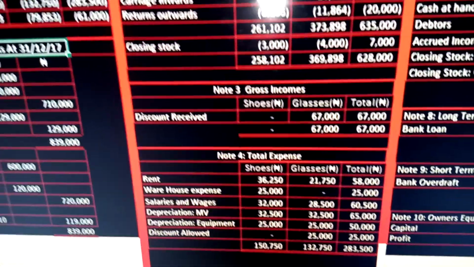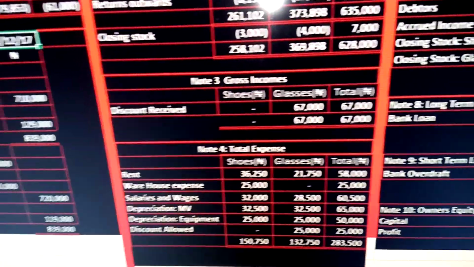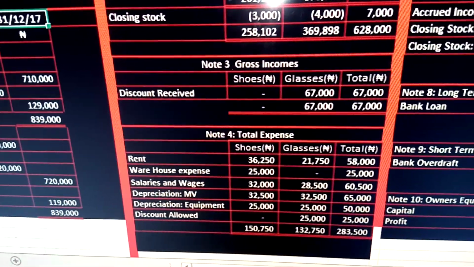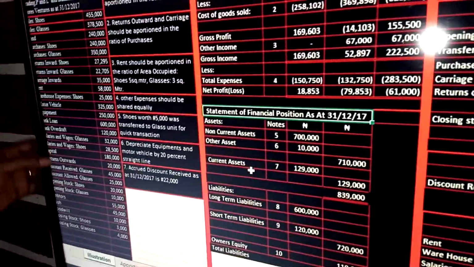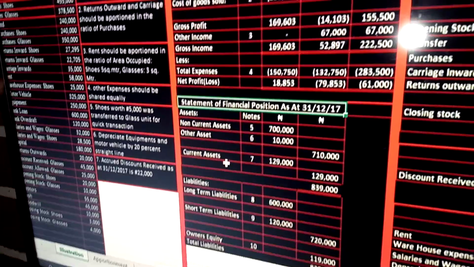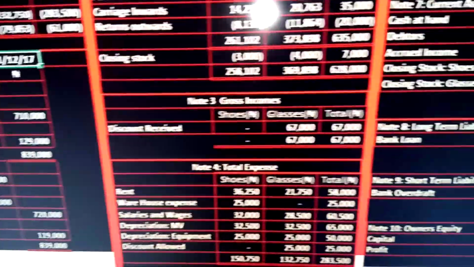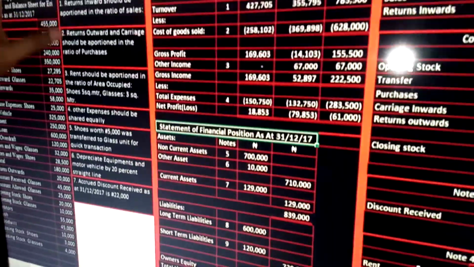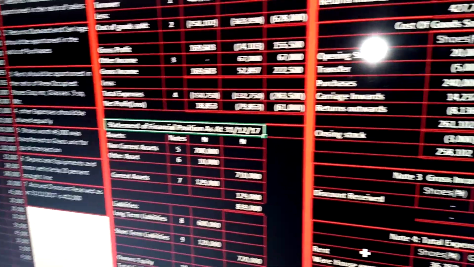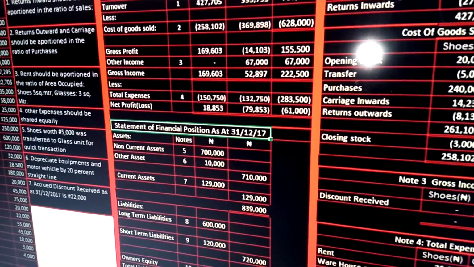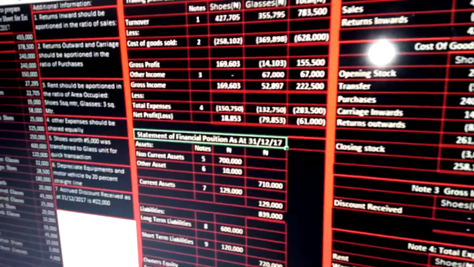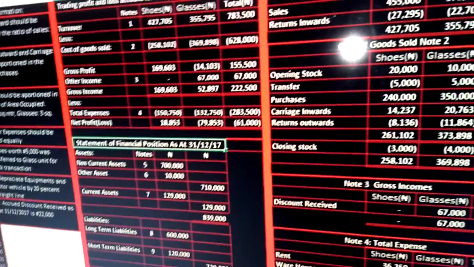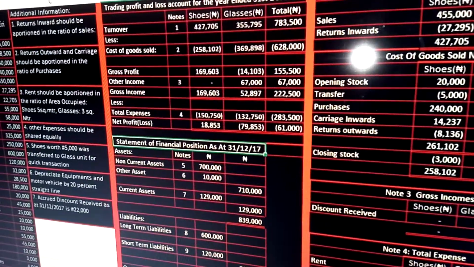So let's continue. We are on the total expense. So what's the total expense? What are the expenses here? So we have rent. What's the rent in the question? The rent in the question is 58,000. So how do we apportion? The question says rent should be apportioned in the ratio of area occupied. So shoes here is 5 square meters. Glasses is 3 square meters. So how do you apportion 58,000 between the unit of shoes and the unit of glasses?